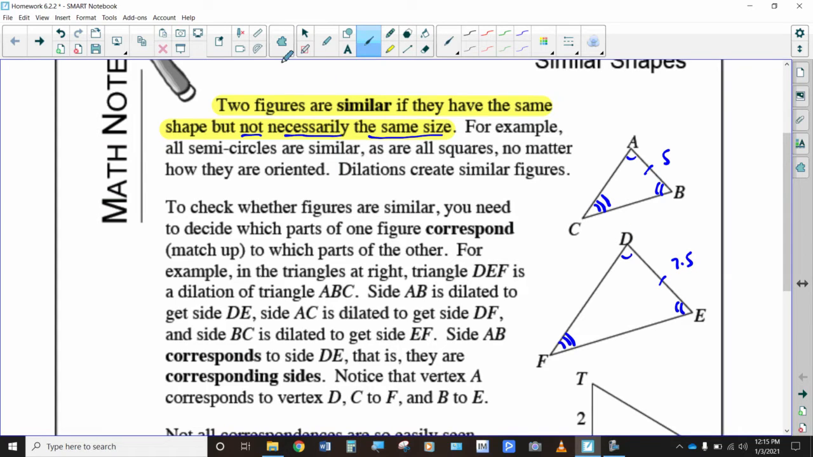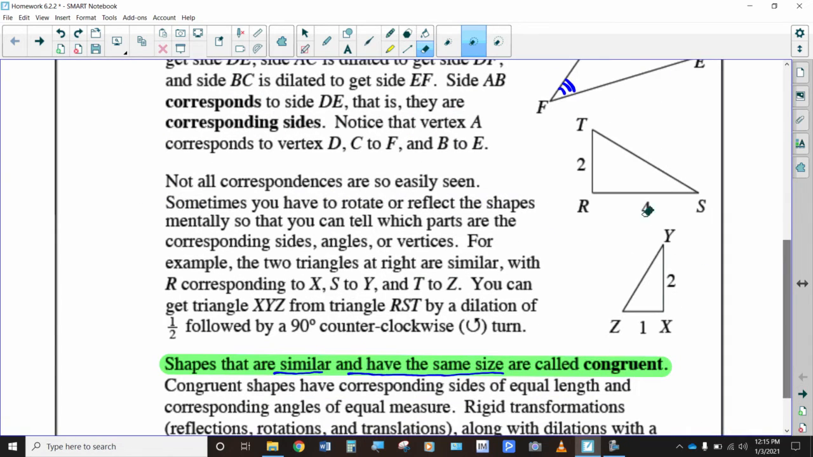Okay, so finding the corresponding sides. Let me do this and that. We'll just go ahead and get rid of those. Now, when you're taking a look at two triangles that are not oriented the same, this is where the rigid transformations come into play. You want to be able to visualize rotating one or both of these, or maybe reflecting them as well.